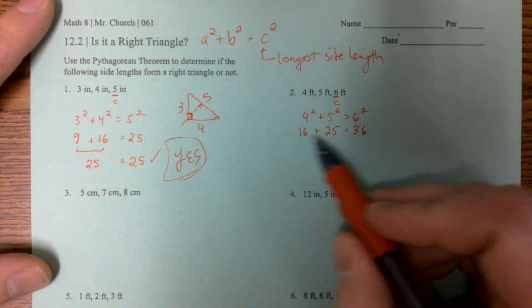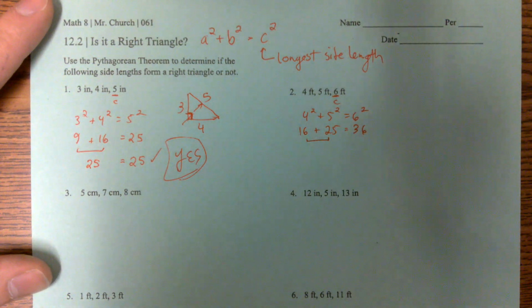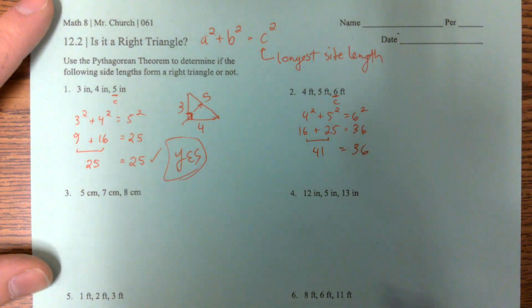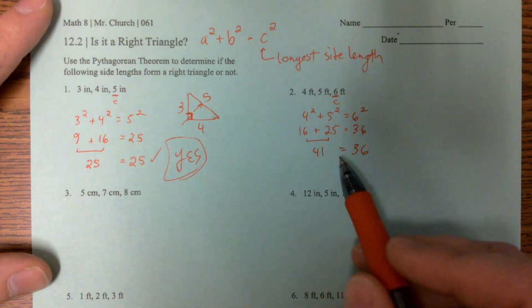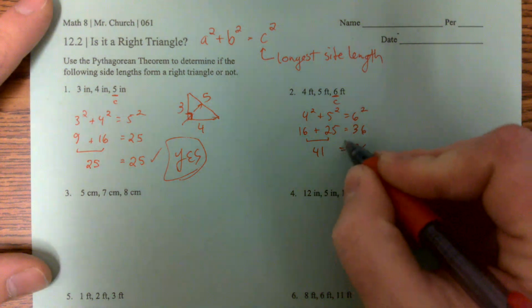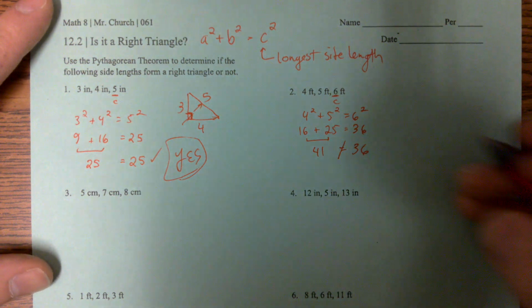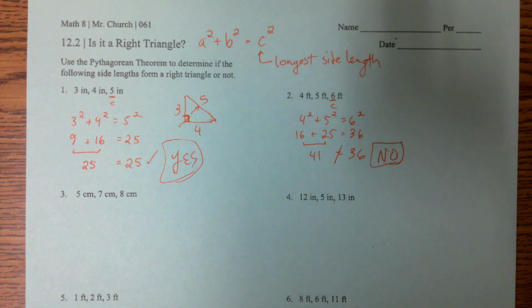Now I want to verify that my left side does equal 36. I'm going to add these two together. 16 plus 25 gives me 41. And we bring that 36 right down. So we see 41 equals 36. That is definitely not true. 41 does not equal 36. So these side lengths do not form a right triangle.